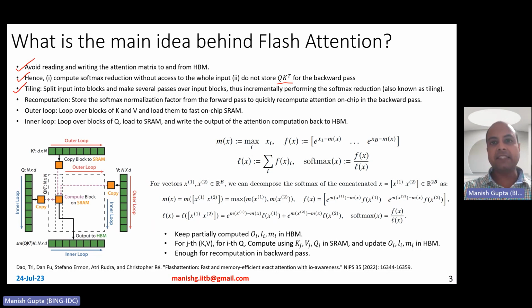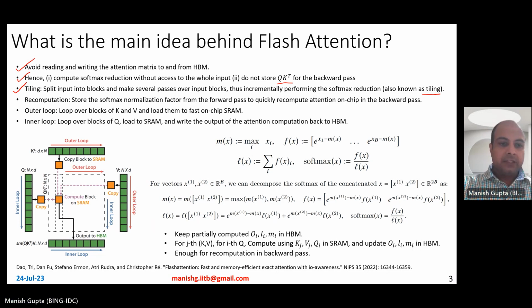So the first thing that flash attention does is tiling. It splits the input into blocks, which by the way, even the standard implementation of attention does. So you would split that into blocks. And then you're going to make several passes over input blocks, thus incrementally performing the softmax reduction. So you're going to do incremental computation of the softmax. Let's basically see how this is done.